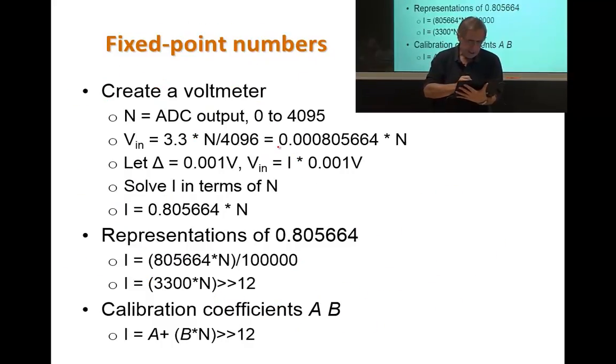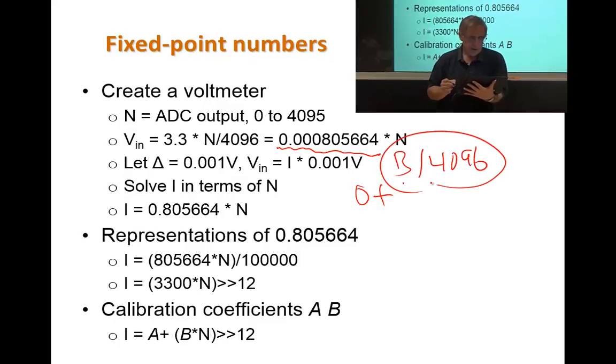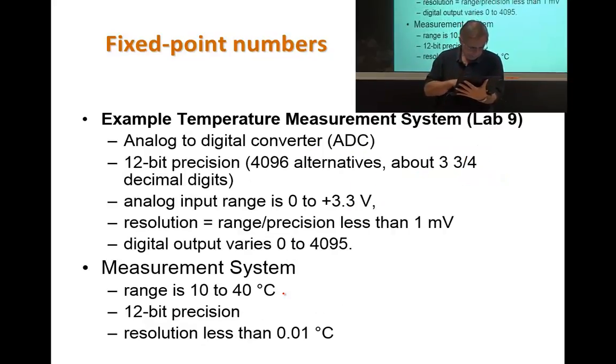This number that I tried to represent as 0 plus some B divided by 4,096, which would have been, without calibration, something like that. Let's do another one. Questions on that one? We'll do the same thing.